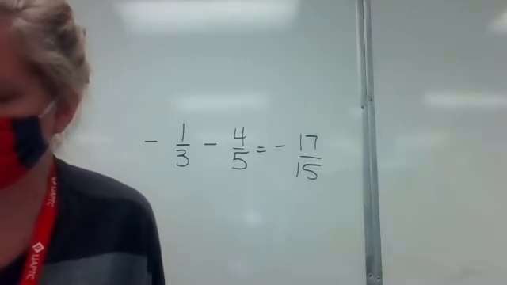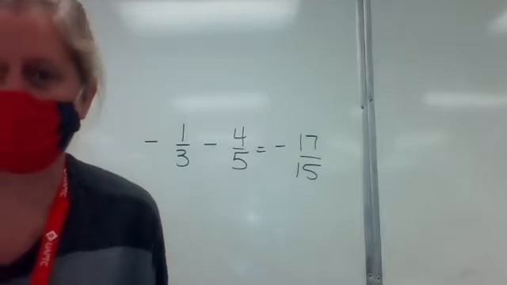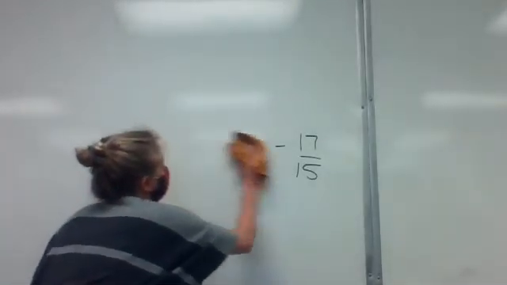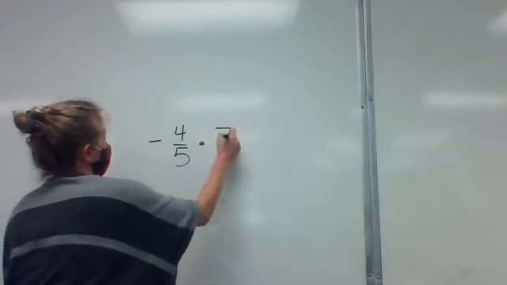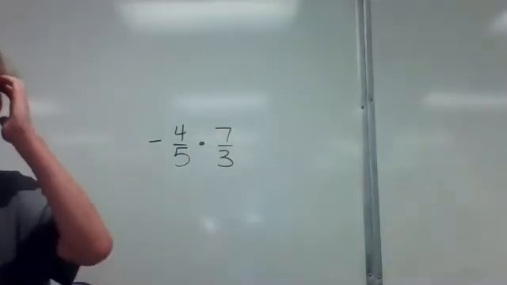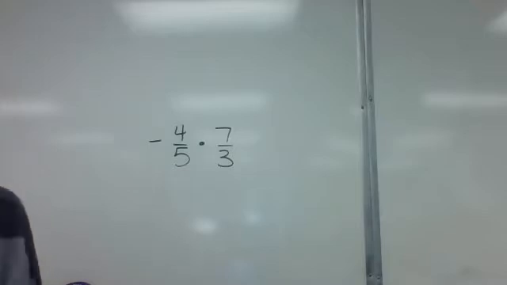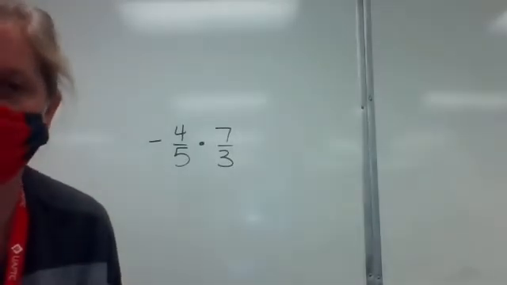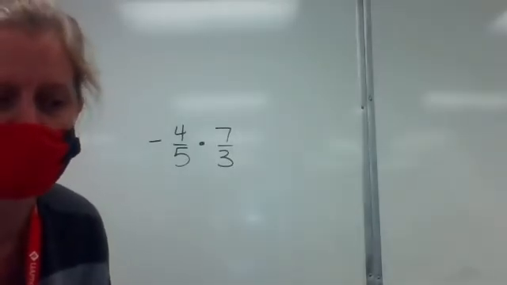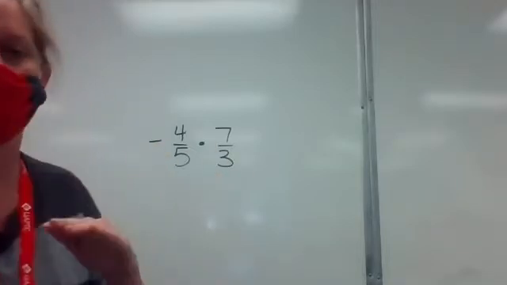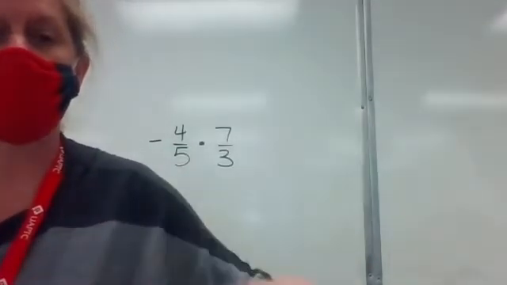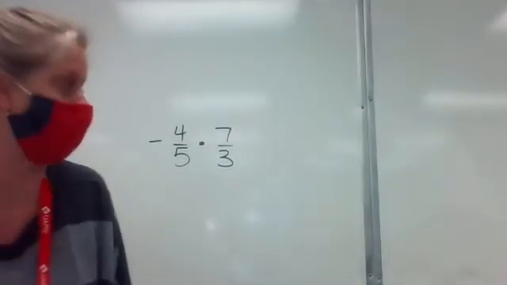All right, number 4. Now we're getting into multiplying fractions. So we've got negative 4/5 times 7/3. Now, the good thing about multiplying fractions is that it's easier because you don't have to have a common denominator to multiply fractions, just when you're adding and subtracting. When you're multiplying, all you do is go straight across in the top and straight across in the bottom and then reduce your answer if it reduces.